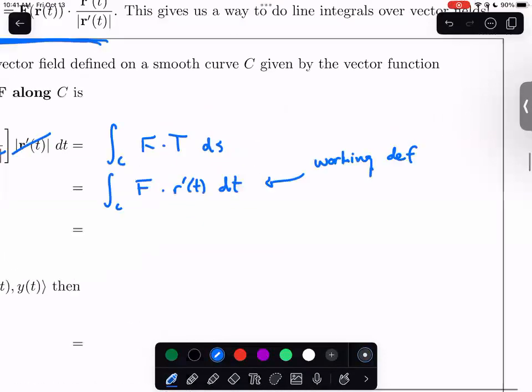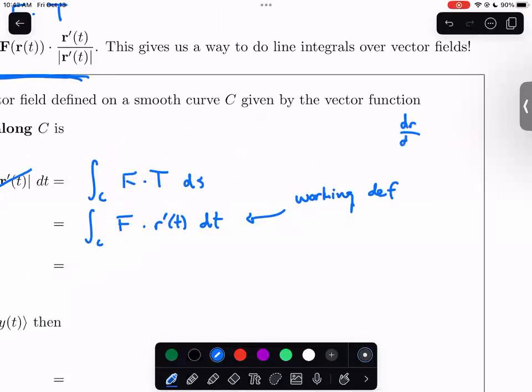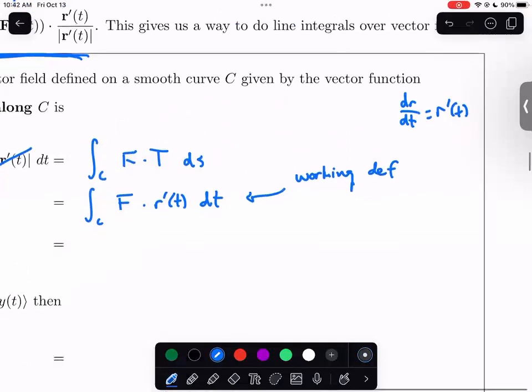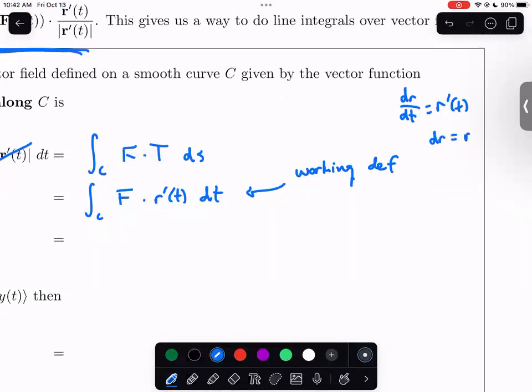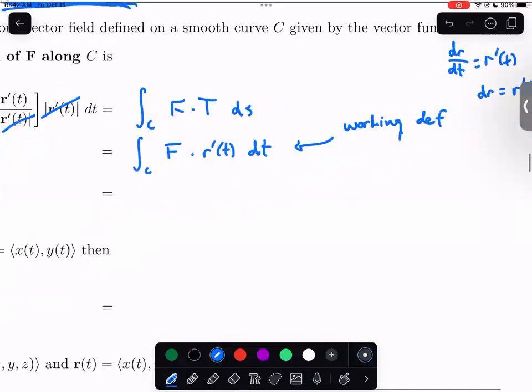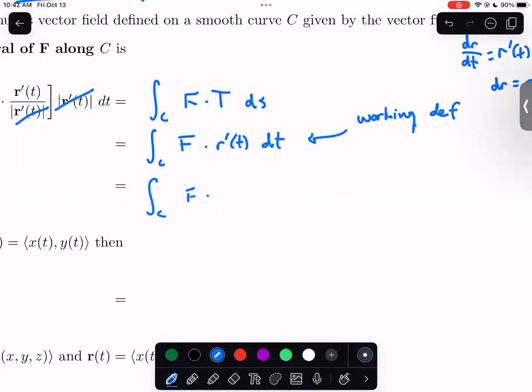Another thing that you can do, given that dr/dt is another way of writing r prime, so this is the Leibniz notation versus the prime notation here. We've had in differentials before that dr is equivalent to r prime of t dt. So another shorthand that you can do is F dot dr. So instead of writing the r prime of t dt, you could write just dr. Again, this is some shorthand. It's a little bit more mysterious. I think the second one is more clear about what you're actually doing.